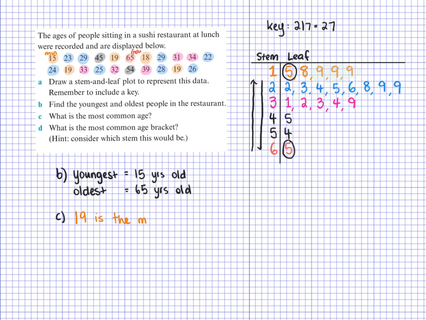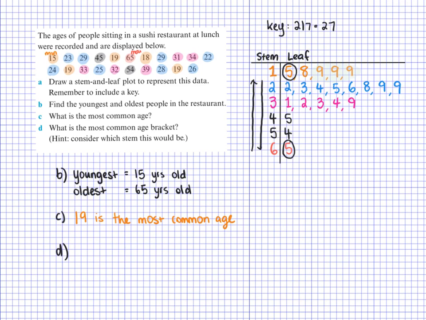Remember, when you get a worded question, you should really have a worded answer. Most common age. And then we've got part D. Part D, what is the most common age bracket? Okay, so which stem this would be. So we need to look for which stem has the most people in it. And hopefully you can see up here that the blue stem, this 2, is the most.